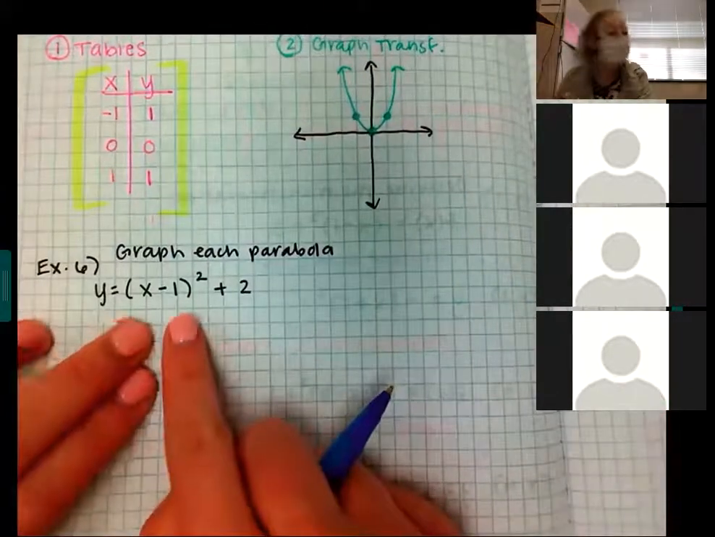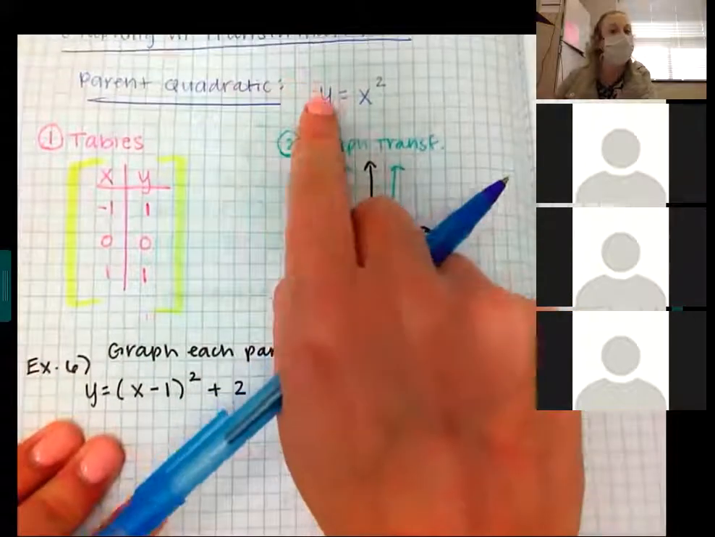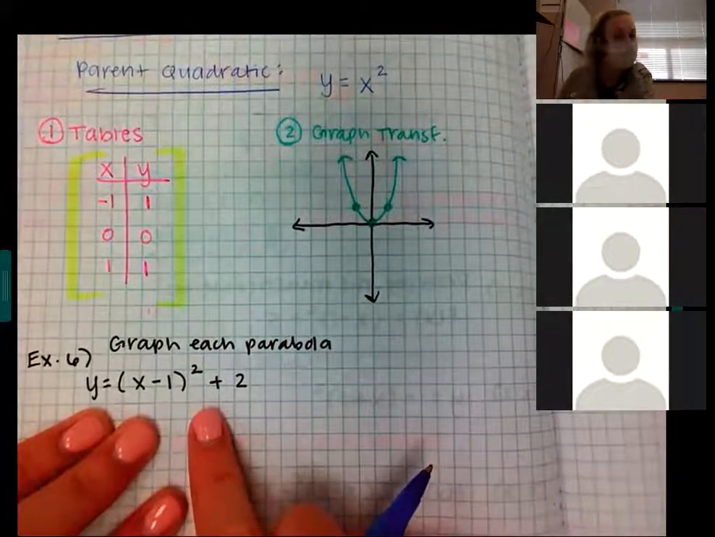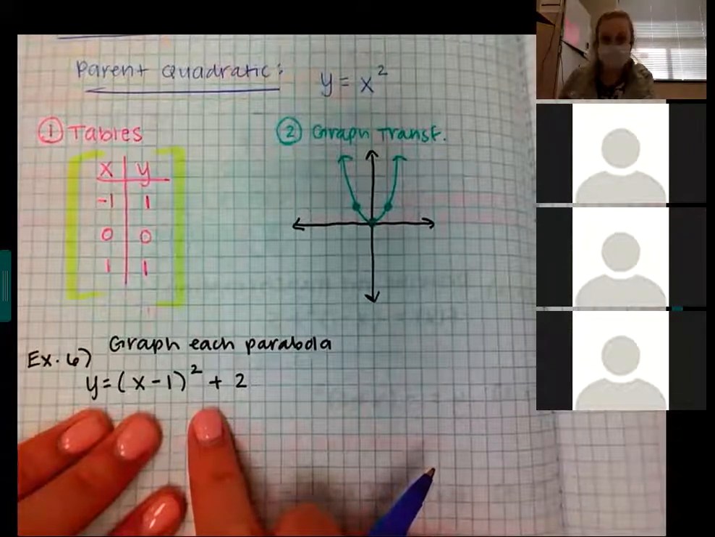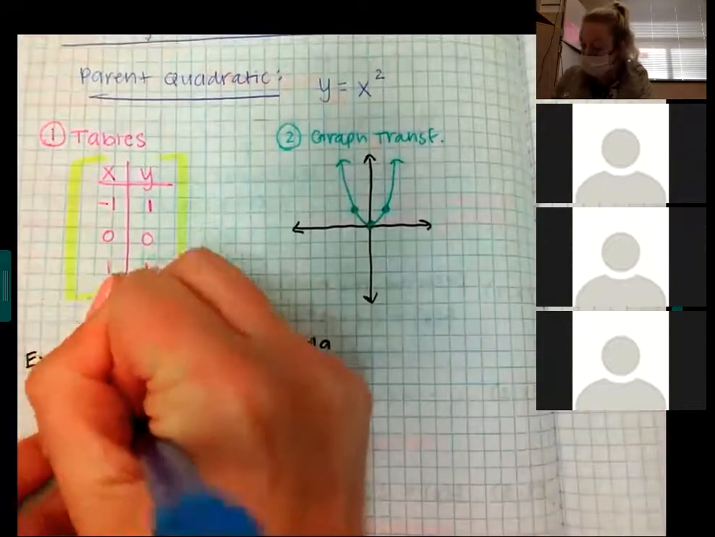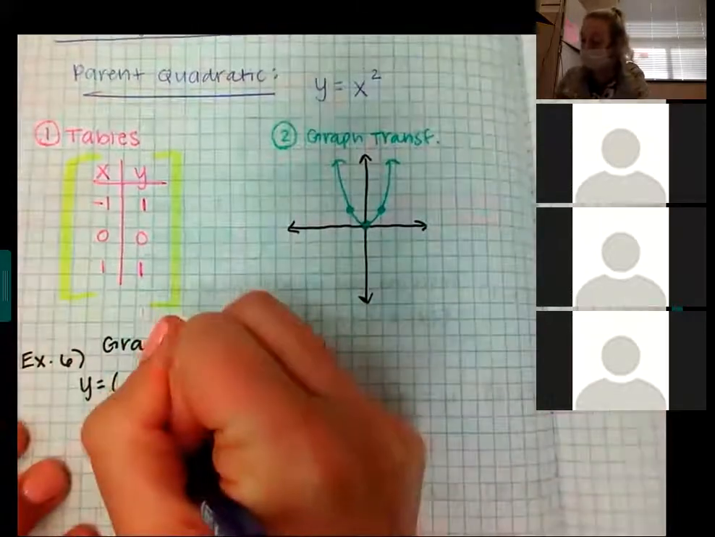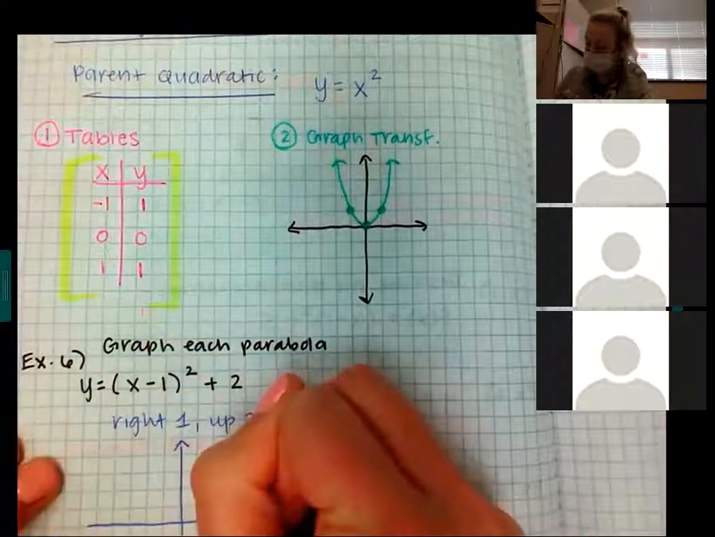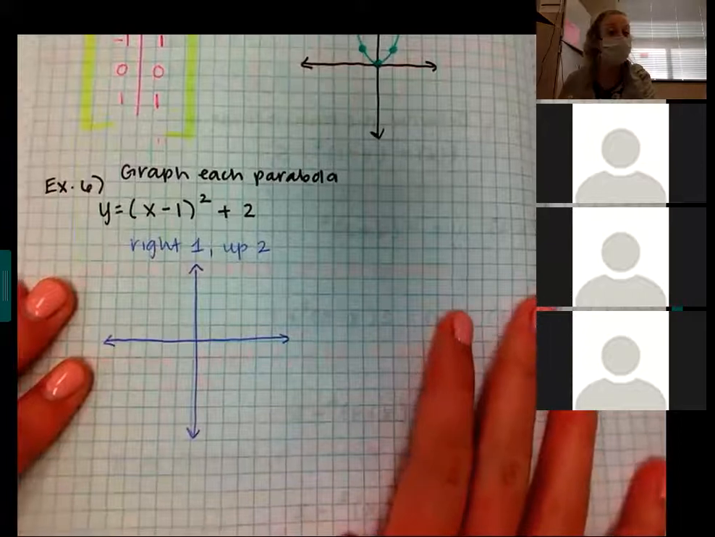So look at this equation. How did we move the parent function? Because it's not just x squared, there's other stuff. So how did we move this graph? Where did we move it? Right 1, up 2. So everybody watch, right 1, up 2. So if I go to graph this, you are going to need to draw a graph. This is why I had y'all get graph paper notebooks. I told you we're going to be doing lots of graphing.